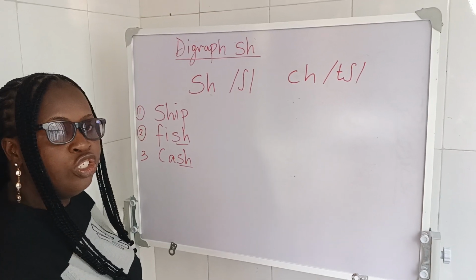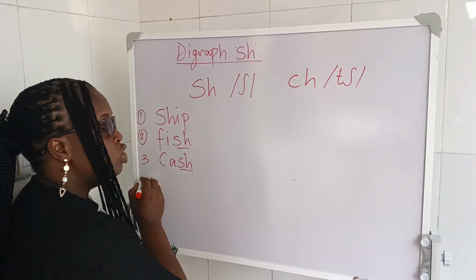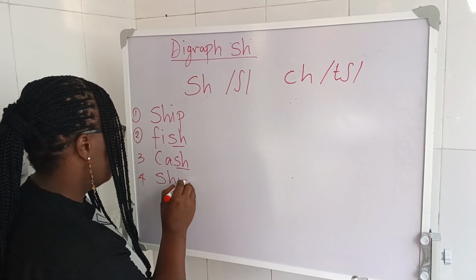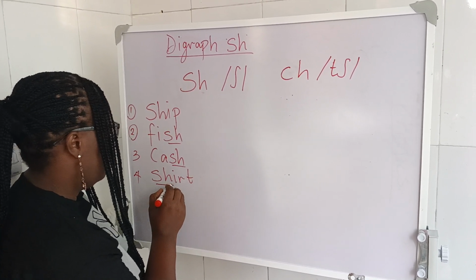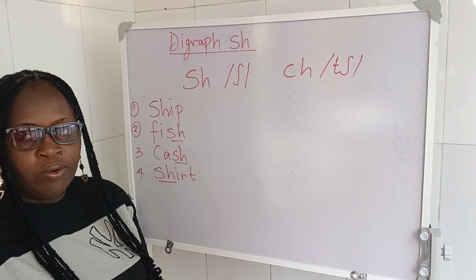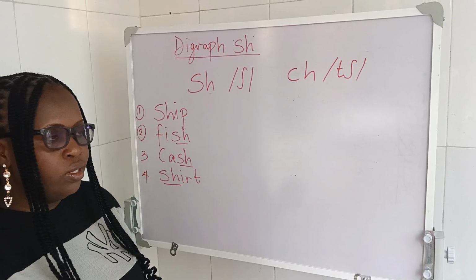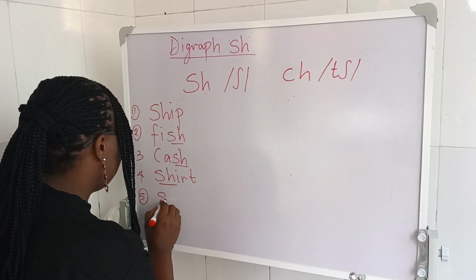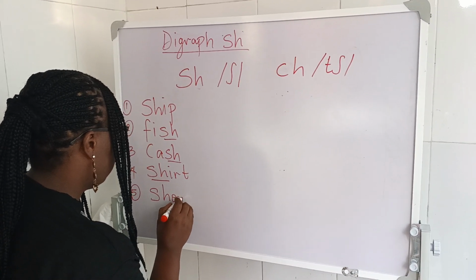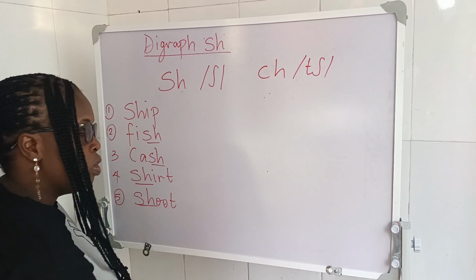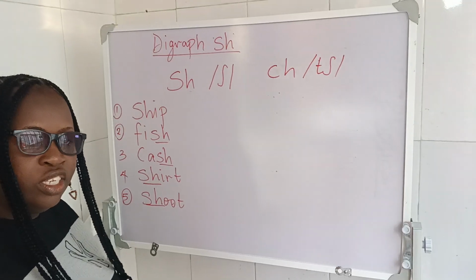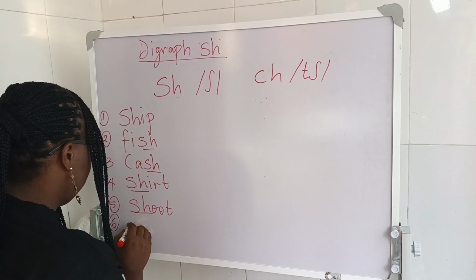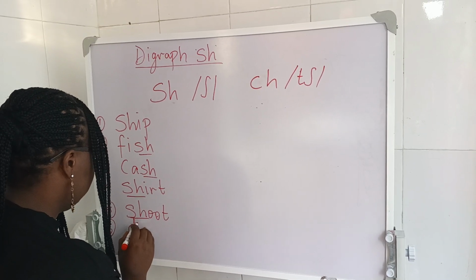We have shirt. We have what? Shirt. We have shoot. We have dish.